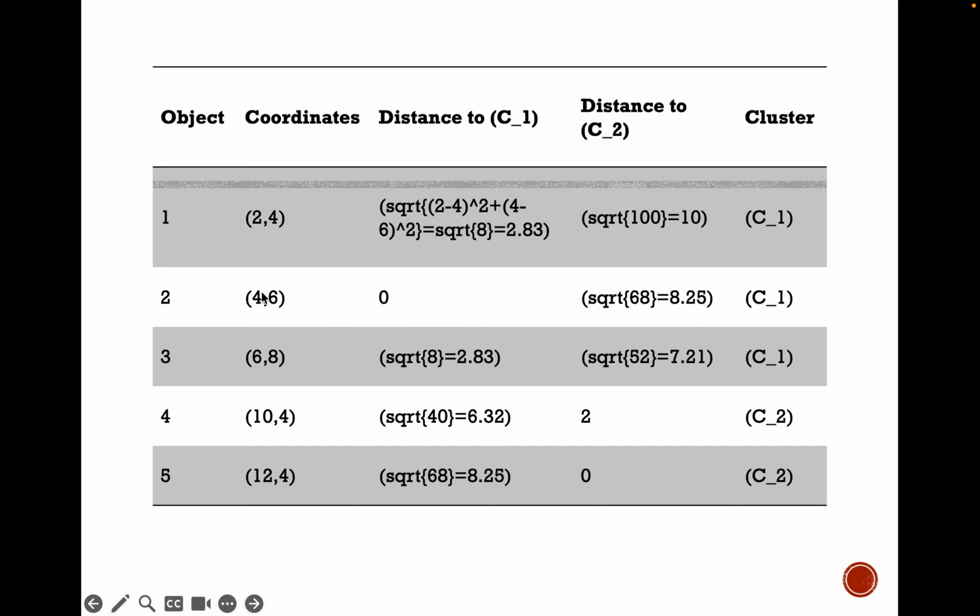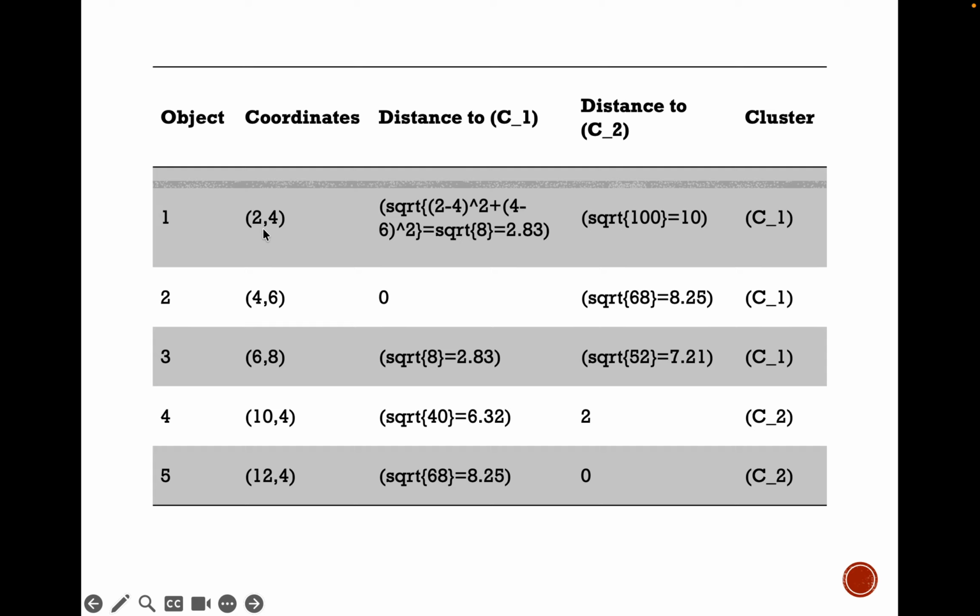So this is the initial point. So 2, 4 means what? You have to first take the distance from 2, 4 with the given object 1, that is 4, 6, and again 2, 4 with the object 2, that is 12, 4. So like that you have to apply the formula. So here (x1 minus x2) the whole square, that is 2 minus 4 the whole square plus 4 minus 6 the whole square. When you solve this you will get the square root of 8, which is 2.83.